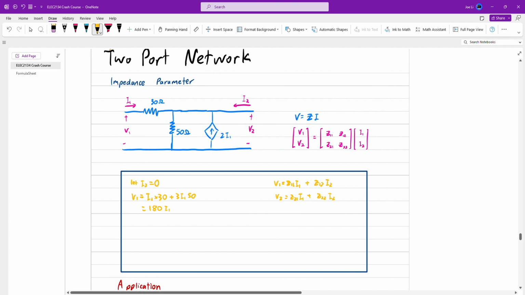So with this, we can derive that Z11 equals 180, because V1 equals Z11 times I1, and we have V1 equals 180 I1.